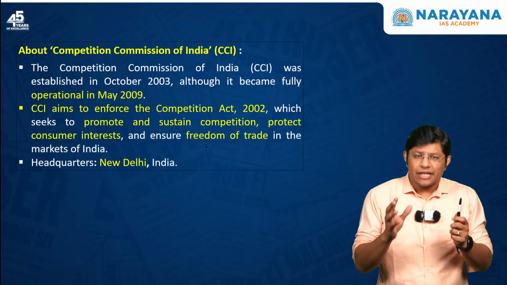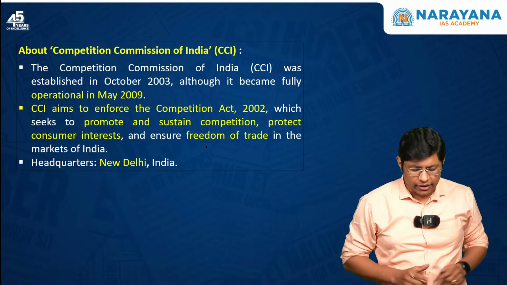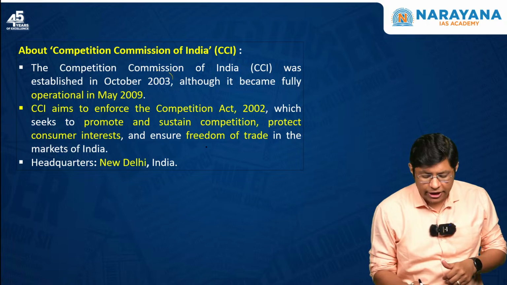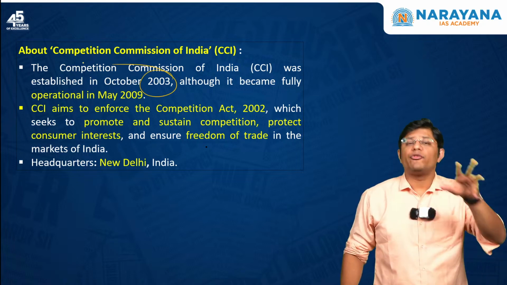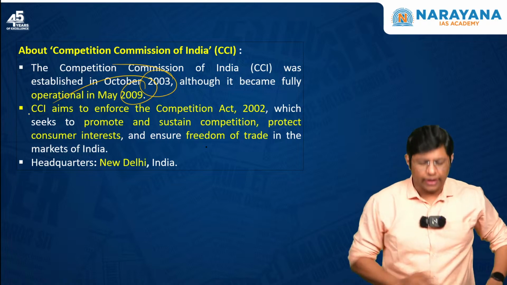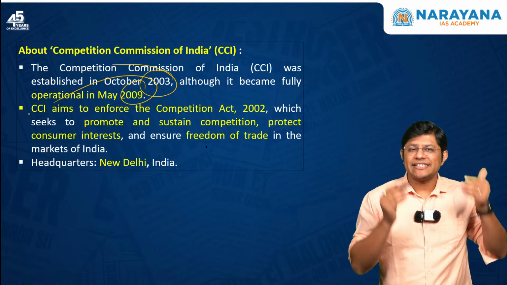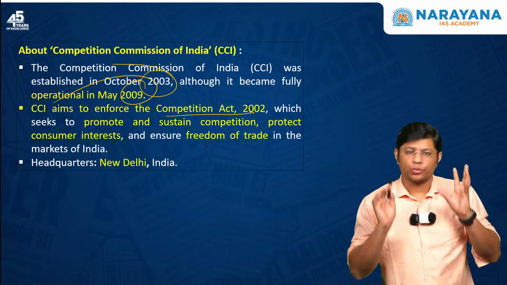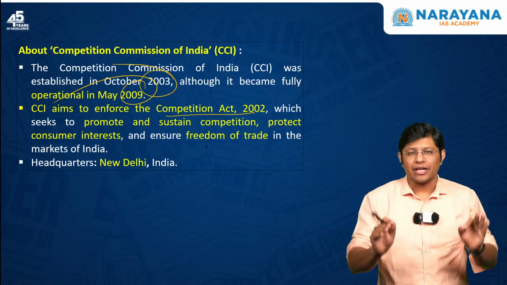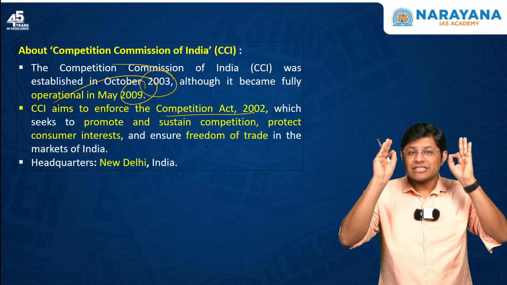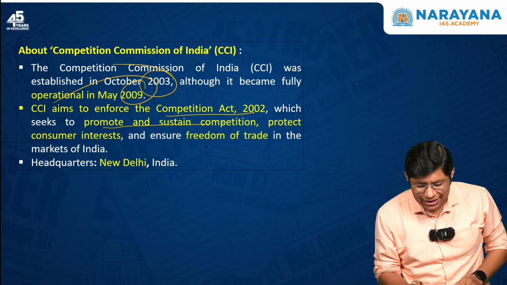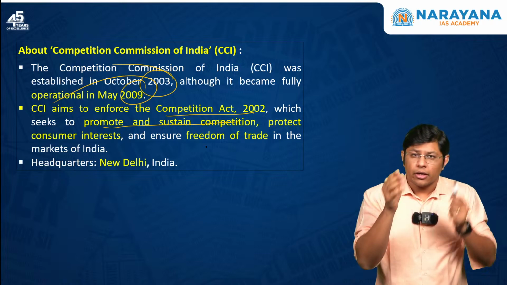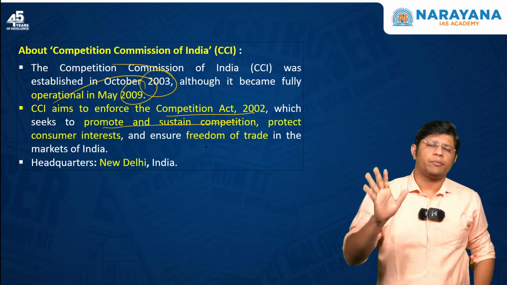Now let us try to understand in brief about the Competition Commission of India, right? This Competition Commission of India or CCI was established in 2003. It became fully operational in 2009. What is the purpose of CCI? To enforce the Competition Act of 2002. Which means, in simple words, the purpose of CCI is to promote and sustain competition. For any economy to grow, the presence of competition is very, very important.